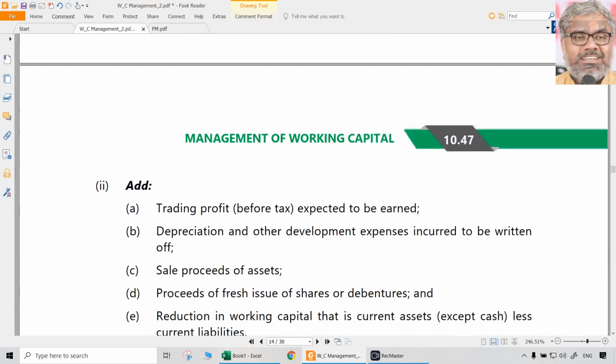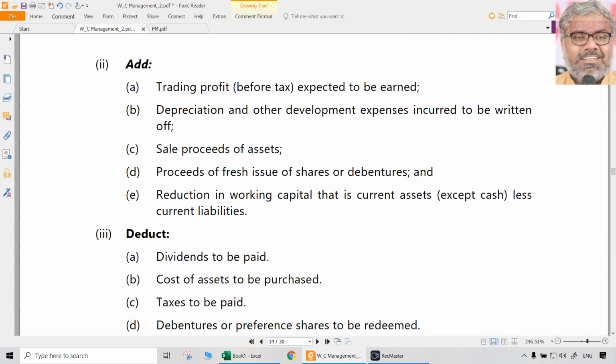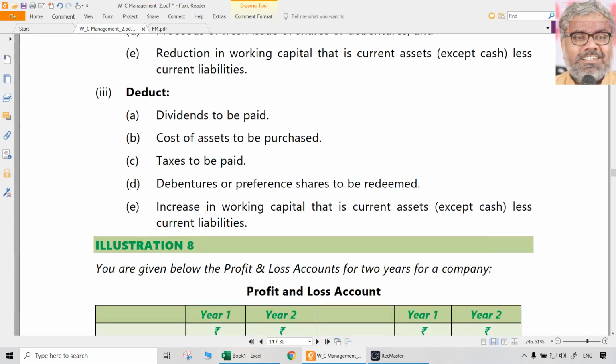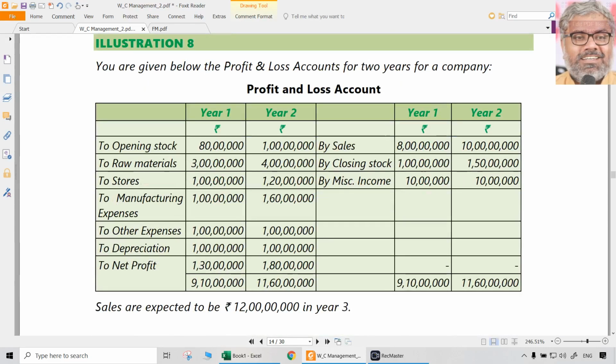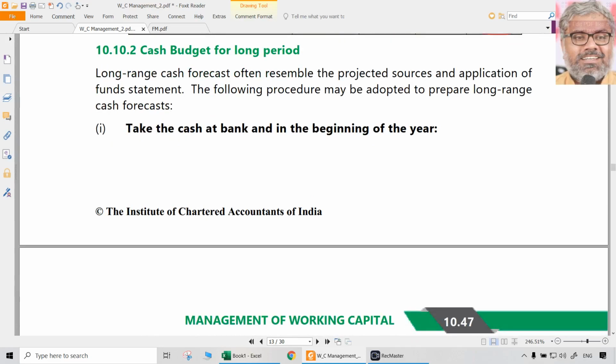That is the preparation of cash budget, generally for the shorter period. For the longer period also, the logic is not going to be much different. Logic will be more or less the same. We'll discuss how to prepare the cash budget for the long period with an example or an illustration in the next session.